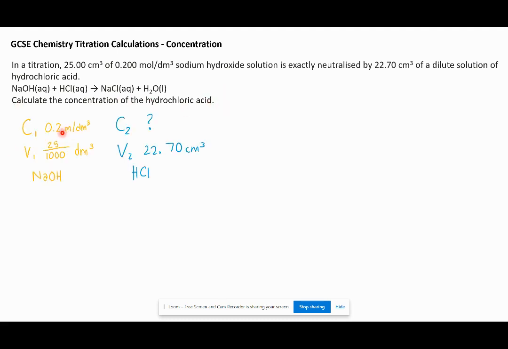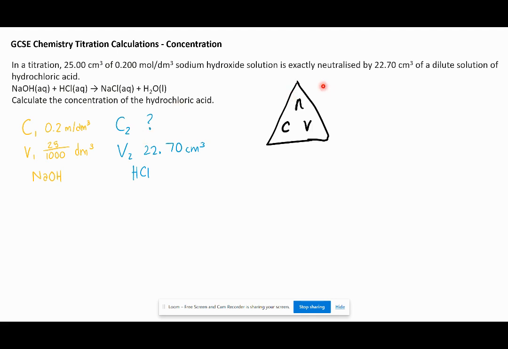So from this, we need to look at what I would call concentration 1, volume 1, concentration 2, volume 2. In this case, I've just assigned concentration and volume 1 to sodium hydroxide and concentration and volume 2 to the hydrochloric acid. All of these values are in the question. The concentration of the sodium hydroxide is 0.2 molar per decimeter cubed, and the volume, I've just put it in decimeter cubed. We need to remember to be careful of our units. It's 25 over 1,000 as we've been given centimeters cubed. And again, this could be written as 22.7 over 1,000 to make it into decimeters cubed as well. And obviously we don't have the concentration because that's what we're trying to work out.